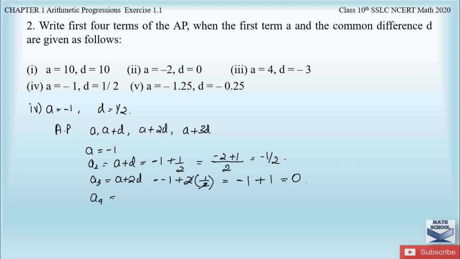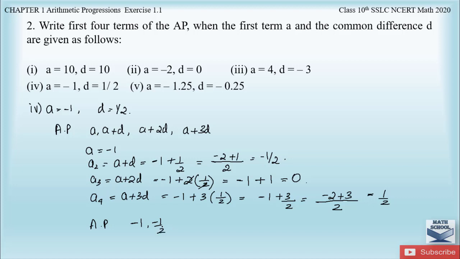So the fourth term a4 is a plus 3d. Substituting the value minus 1 plus 3 into 1 by 2, that will be minus 1 plus 3 by 2. So finding out the LCM, 2 is the LCM, so minus 2 plus 3, so it will be 1 by 2. So this is the fourth term. So let us write down the first 4 terms which we obtained. The first term is minus 1, second term is minus 1 by 2, third term is 0 and the fourth term is 1 by 2.